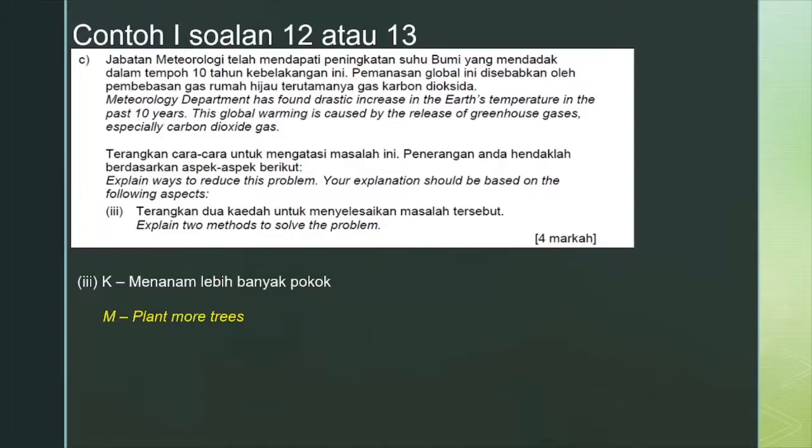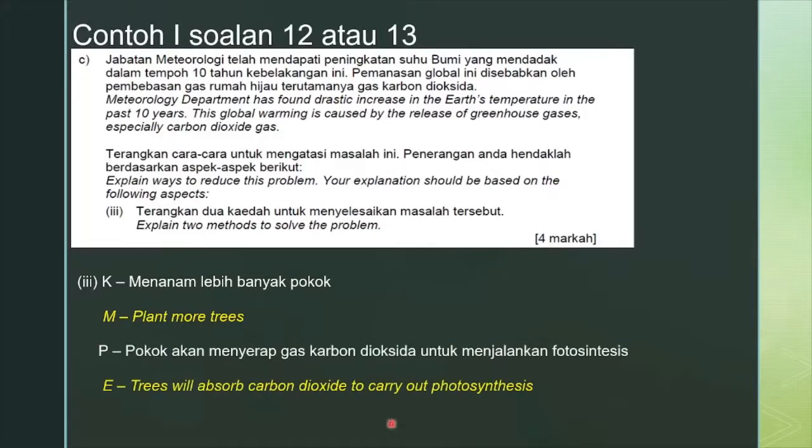Baik, kaedah yang kedua. Kaedah kedua, sebab dia memerlukan kita menjawab 2 kaedah. So, kaedah yang kedua, menanam lebih banyak pokok. The second method that we use, plant more trees. Now, the explanation, penerangan dia, pokok akan menyerap gas karbon dioksida untuk menjalankan fotosintesis. The explanation, tree will absorb carbon dioxide to carry out photosynthesis. Right? That is the explanation to the method that we use.